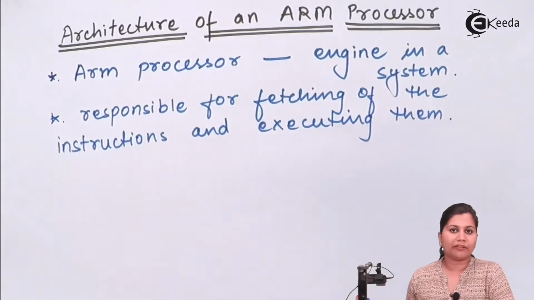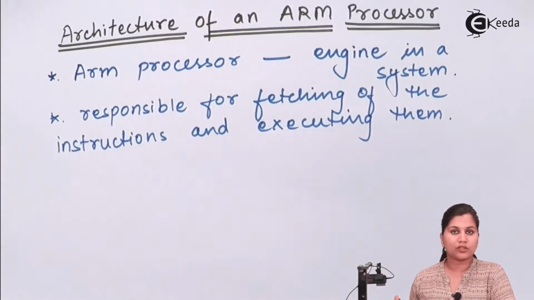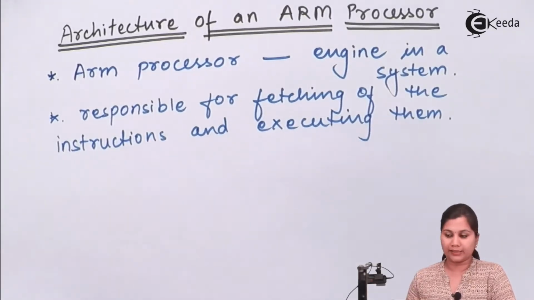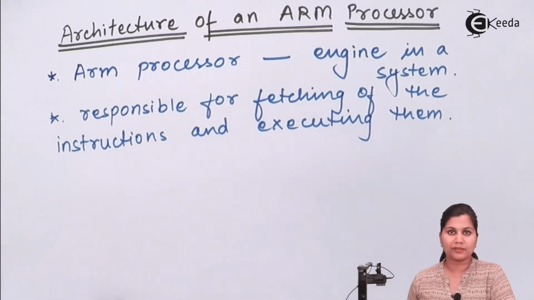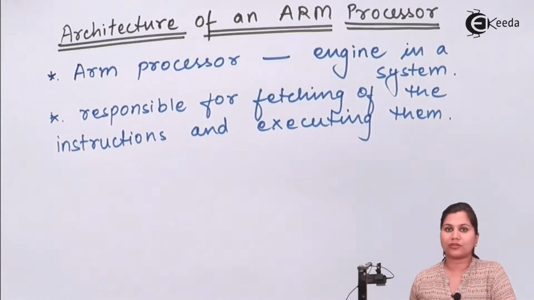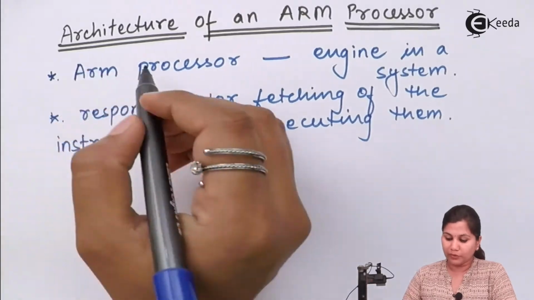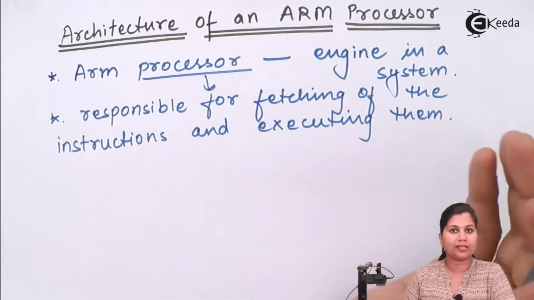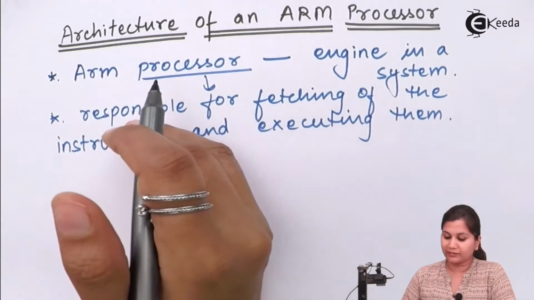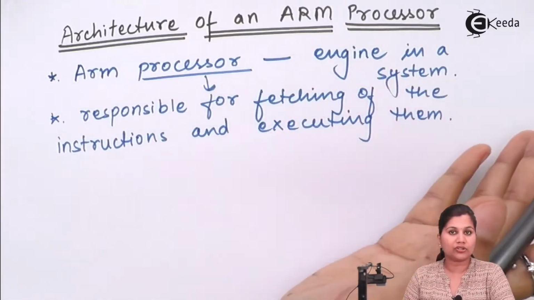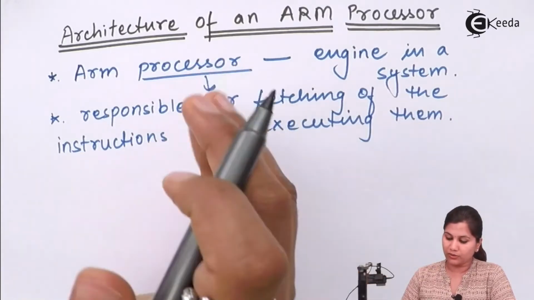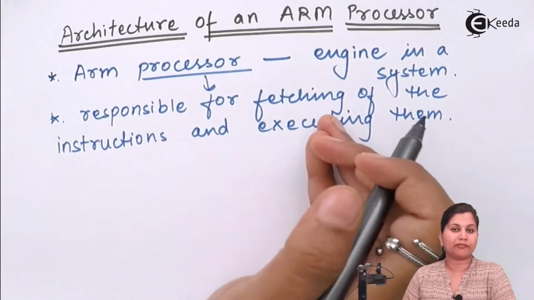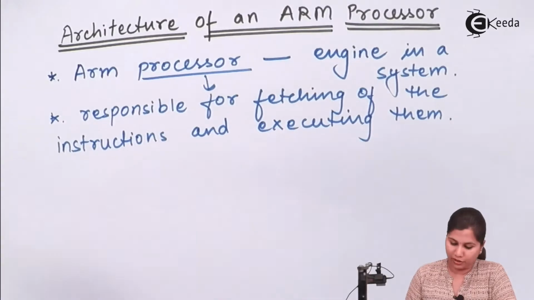which is the work of every processor, because a processor is used for processing the operations, for doing the mathematical calculations and all. And in a system we write the programs, and programs consist of the instructions. So what the processor does is fetch the instructions and then execute them. That is why the ARM processor is called the engine in a system, because it is responsible for the fetching and executing of the instruction.